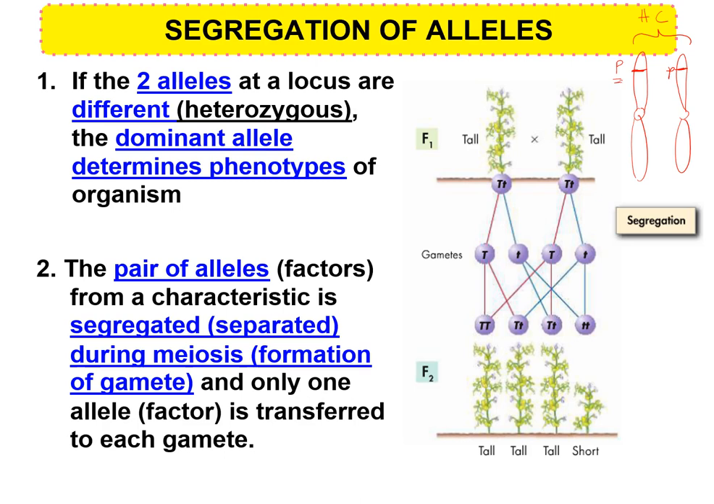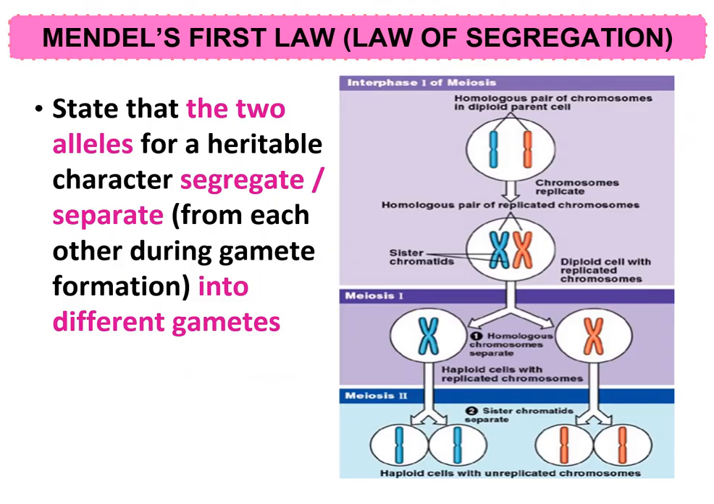The pair of allele from a characteristic then will be segregated during meiosis. Only one allele is transferred to each gamete. Jadi masa anaphase akan terpisah ke sana, ke kutub bertentangan. Now, let's learn about Mendel's first law, the law of segregation. The law of segregation states that the two alleles for a heritable character will segregate from each other during gamete formation into different gamete.